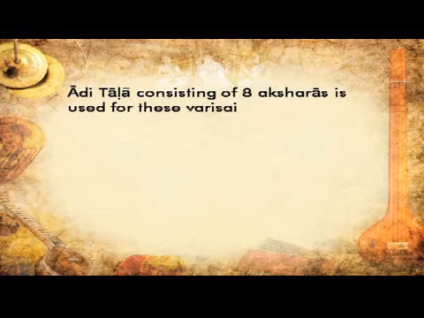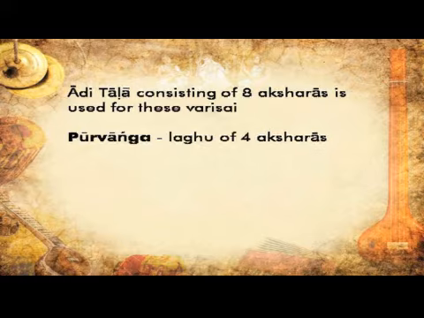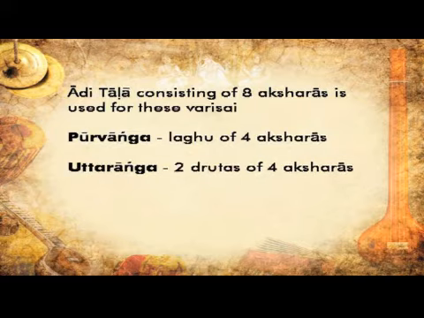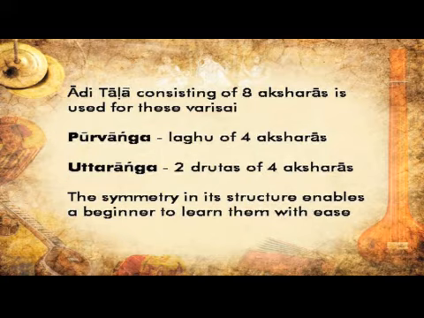Regarding the tala used for these varisai, Adi tala consisting of 8 aksharas is used. The Purvanga or lower tetrachord of the raga is set to a laghu of 4 aksharas and the Uttaranga or higher tetrachord to 2 drutas consisting of 4 aksharas altogether. Thus, the symmetry in this structure enables a beginner to learn them with ease.